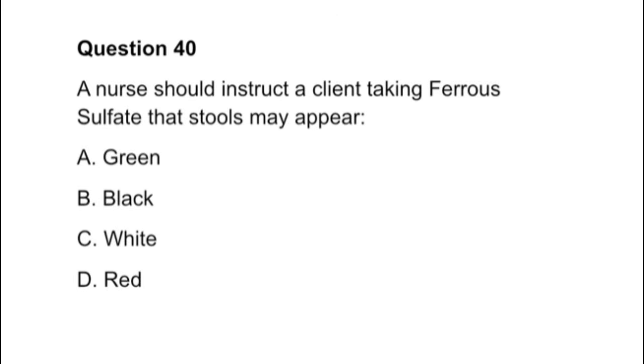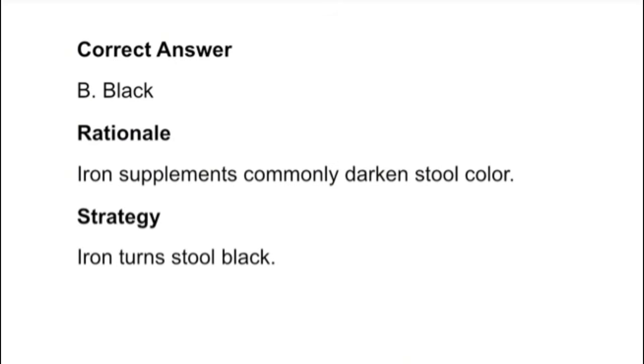Question 40. A nurse should instruct a client taking ferrous sulfate that stools may appear A. Green. B. Black. C. White. D. Red. Correct answer. B. Black. Rationale. Iron supplements commonly darken stool color. Strategy. Iron turns stool black.